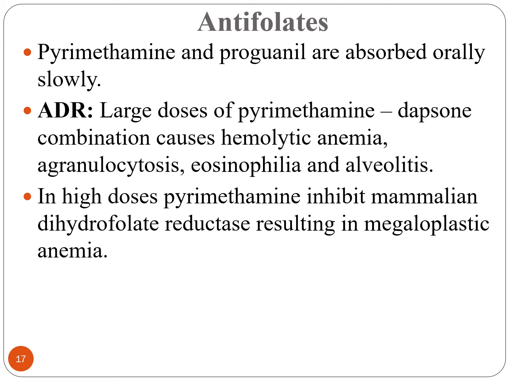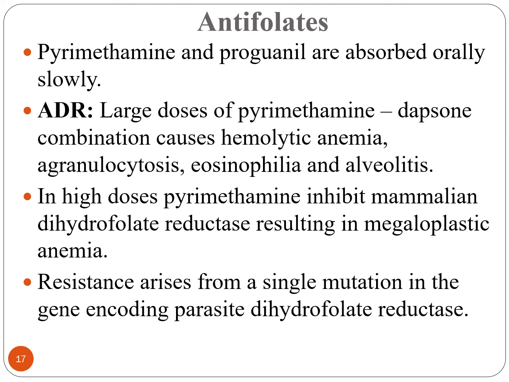In high doses, pyrimethamine inhibits mammalian dihydrofolate reductase, resulting in megaloblastic anemia. In low doses it affects the parasite, but in high doses it can affect the mammalian cell, so it can inhibit the dihydrofolate reductase, and this can result in megaloblastic anemia. Resistance also arises from a single mutation in the gene encoding the parasite dihydrofolate reductase in the protozoa. A mutation happened, which led to resistance against the antifolates, especially the drugs that inhibit dihydrofolate reductase. Therefore the parasite will be less sensitive, insensitive, or resistant to this drug.